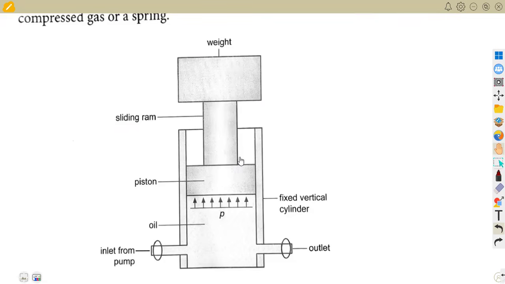The external source can be a weight, a compressed gas, or a spring. That is what we can have in consideration. Accumulators usually have a cylindrical chamber with a piston inside. This piston is pressurized using one of the following methods: it can be spring loaded, it can be a calculated weight, so it depends on what you have.